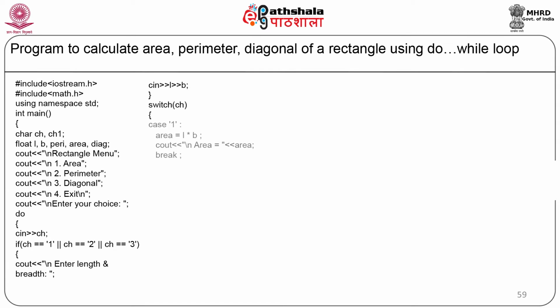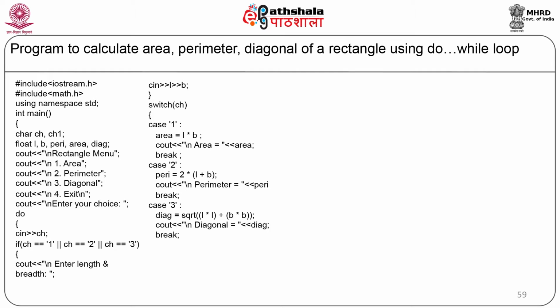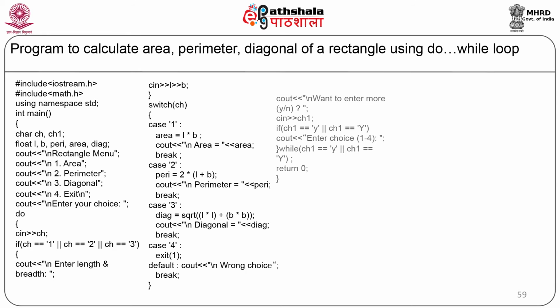Switch ch, case 1, we are calculating the area as l into b. We are displaying that on the screen, and the break statement. Case 2, perimeter will be 2 into l plus b. We are displaying the value on the screen and we are coming out of the loop, break. Case 3, the diagonal will be square root of l into l plus b into b. We are displaying cout diagonal equal to the value of the diagonal and break. Case 4, exit 1. Default, we are displaying the message, the wrong choice and break. Here our switch statement will end.